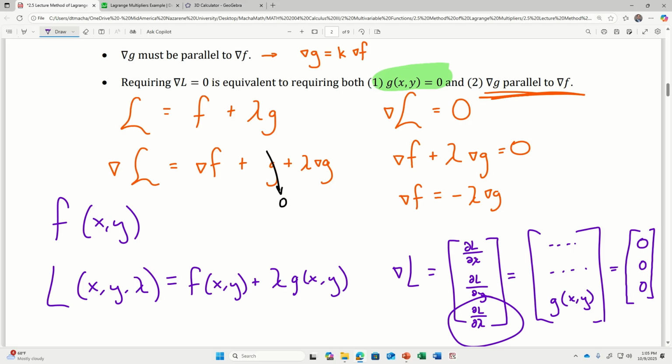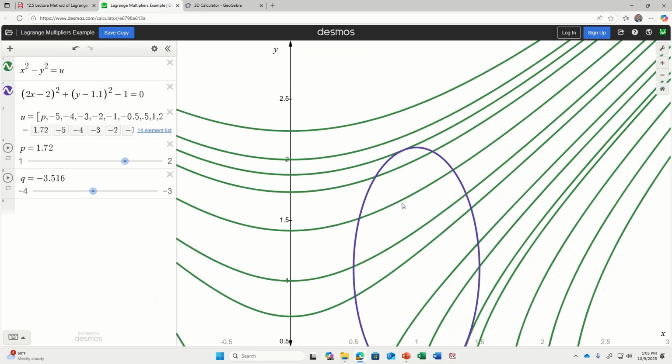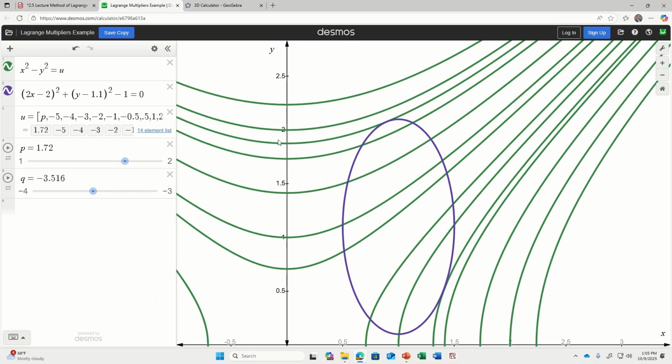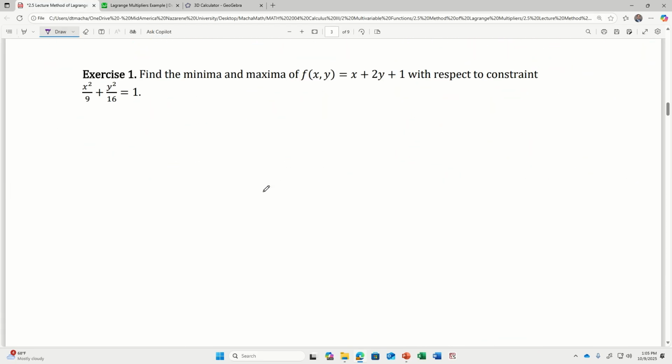Sorry, that was very verbose. It's a very verbose way of saying that if I find the stationary points of the Lagrange function, then I've made sure the constraint is respected and the gradient of g is parallel to the gradient of f. And that should work based on the geometric pictures of the level sets and the constraint. Anyways, let's do some examples.